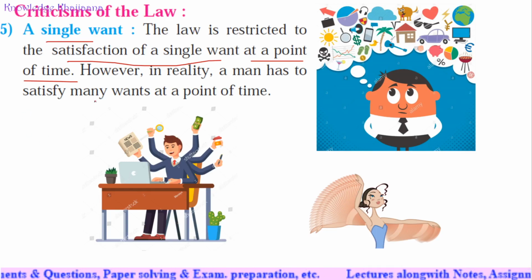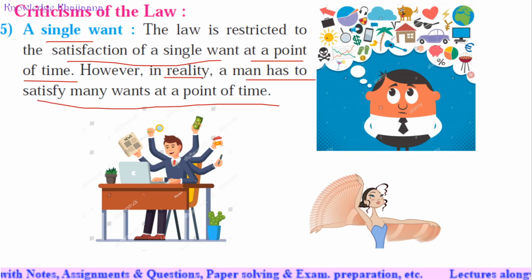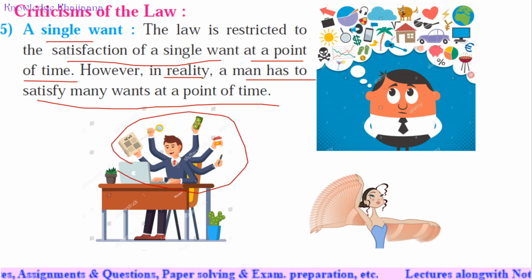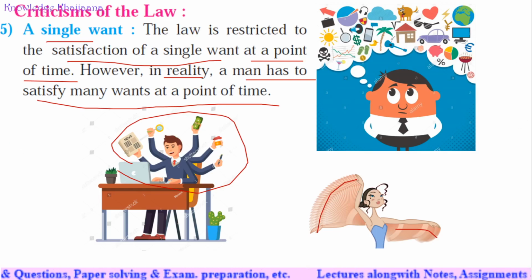But is it possible that a person satisfies all his wants at a point of time? No. In reality, a man has to satisfy many wants at a point of time. There are many desires in his mind to satisfy at a single point of time; he wants to have many things in his hands. So the law is not restricted to the satisfaction of a single want. Again, this point violates the law of diminishing marginal utility.